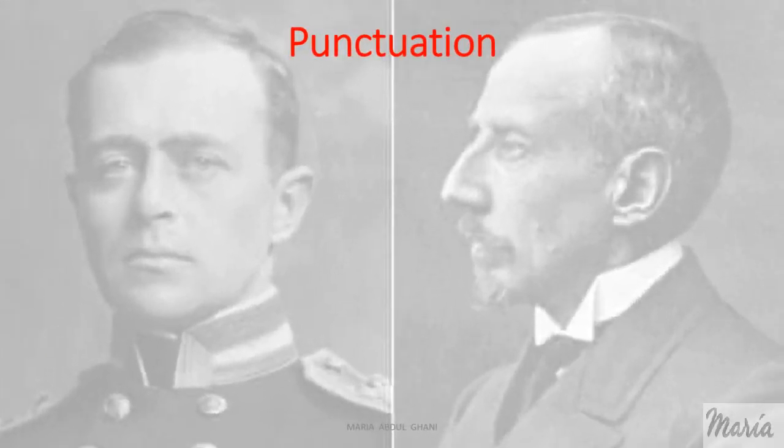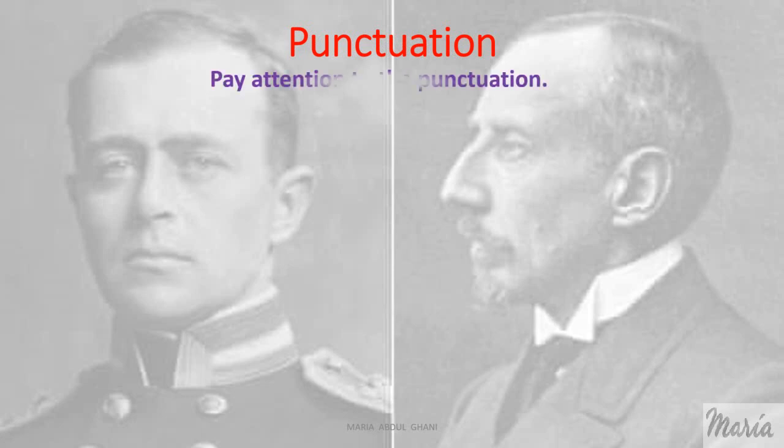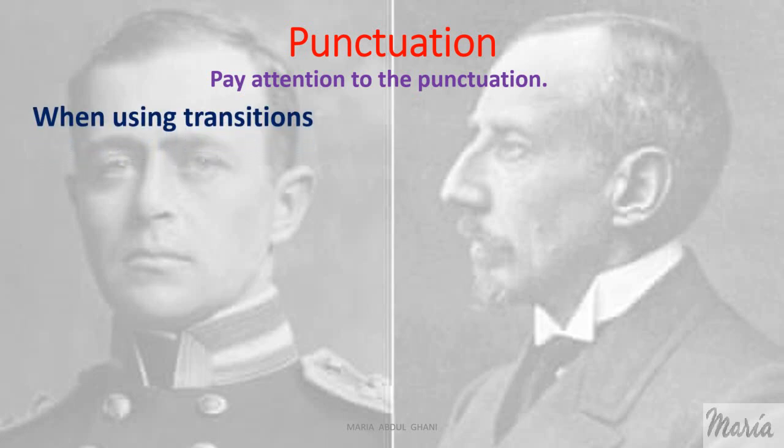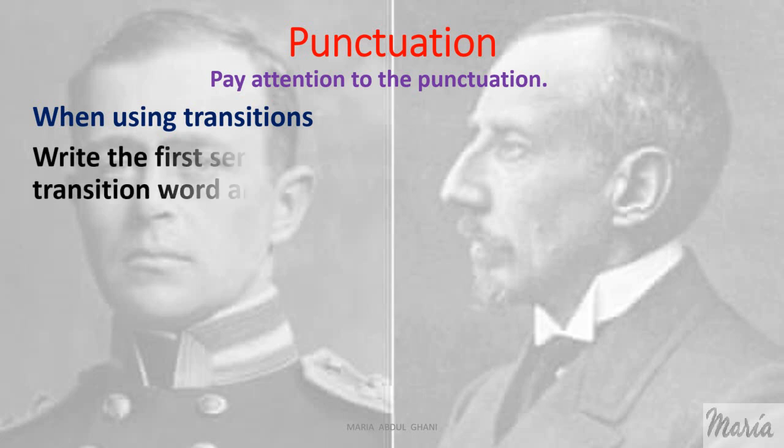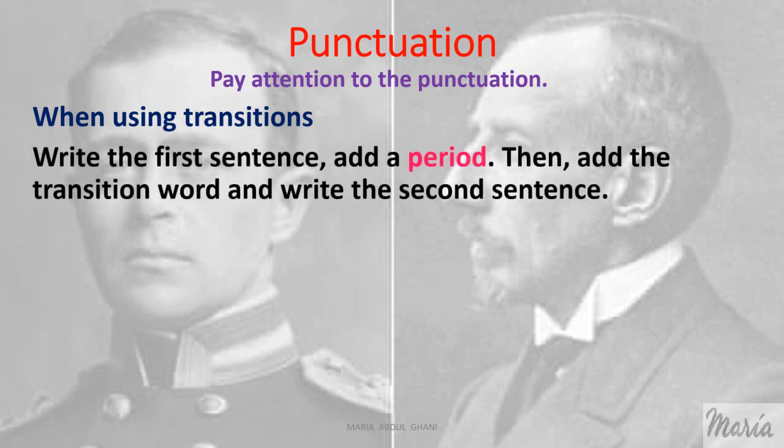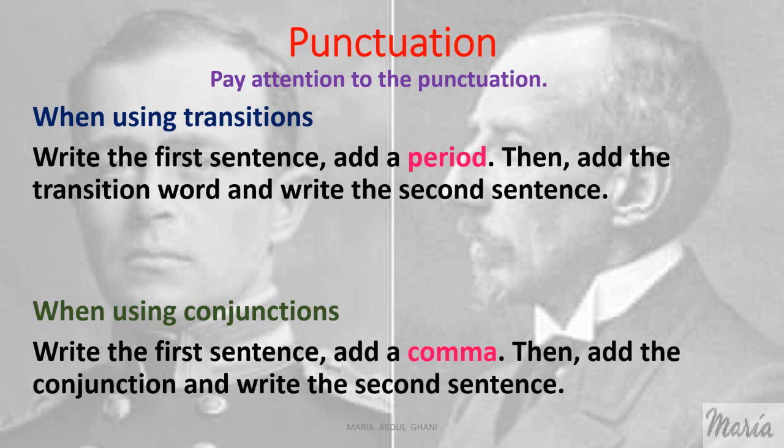Pay attention to the punctuation. When using transitions, write the first sentence, add a period. Then, add the transition word and write the second sentence. When using conjunctions, write the first sentence, add a comma. Then, add the conjunction and write the second sentence.